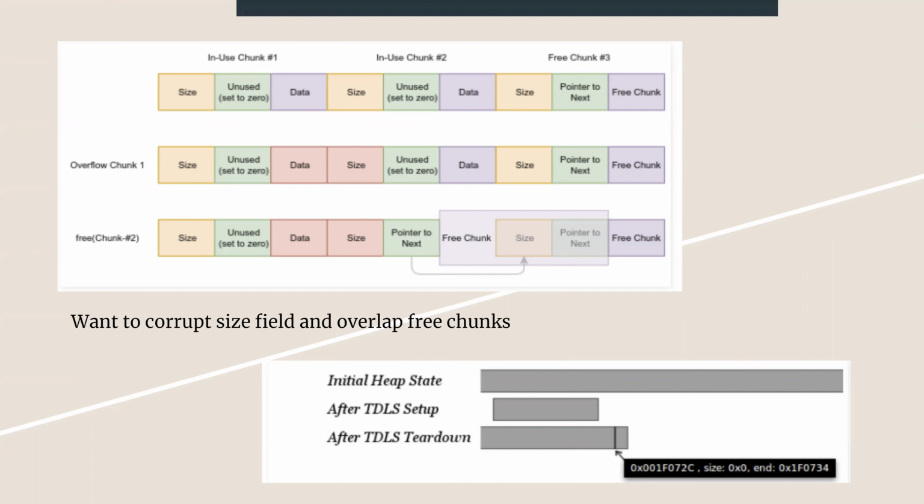We want to create a heap state where two free chunks overlap one another. If we get that, allocations taken from one chunk can be used to corrupt the next pointer of the other chunk. By overriding the size field with the value 72, we get this heap state here at the bottom. So after tearing down the connection, we get a zero-sized free chunk overlapping a larger free chunk.